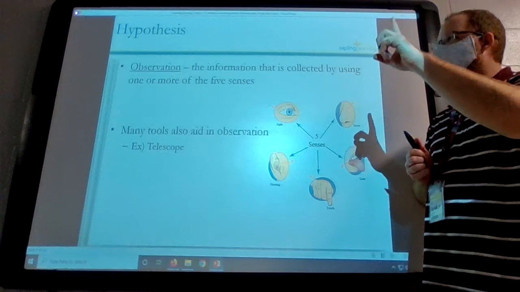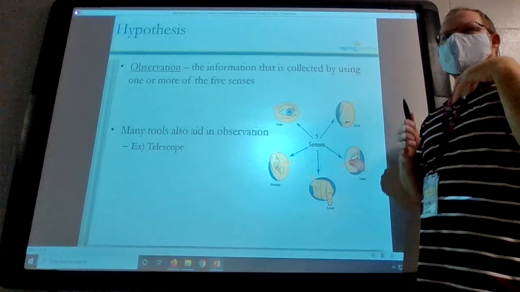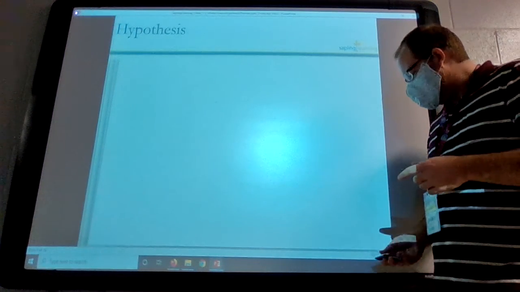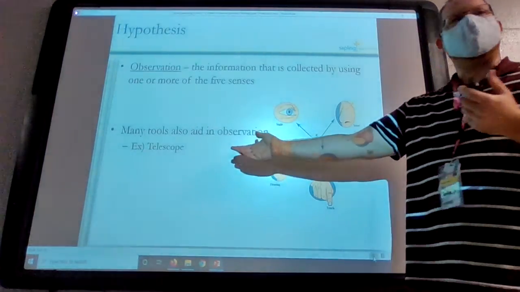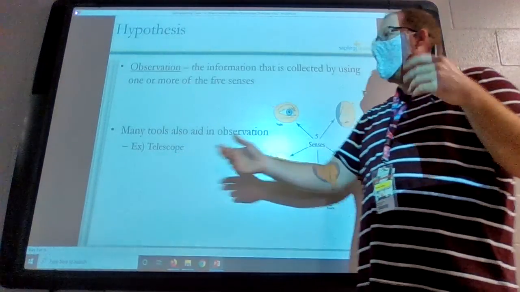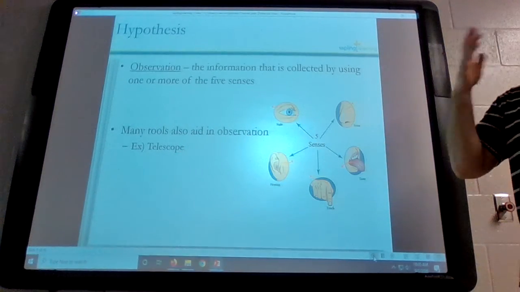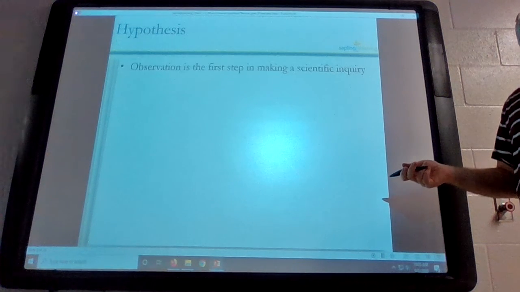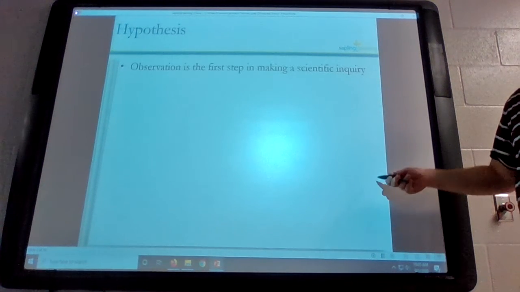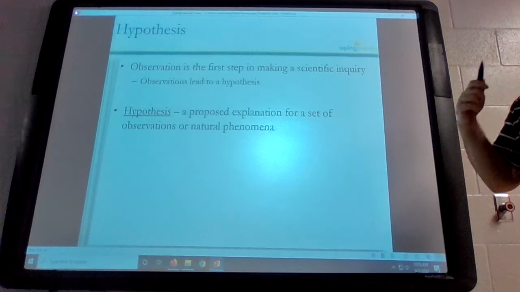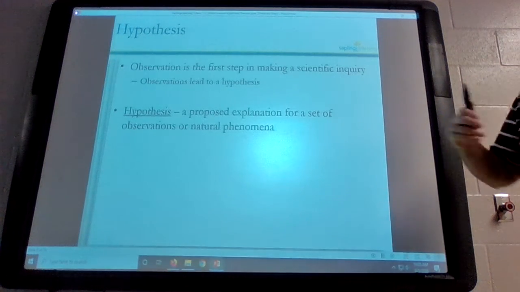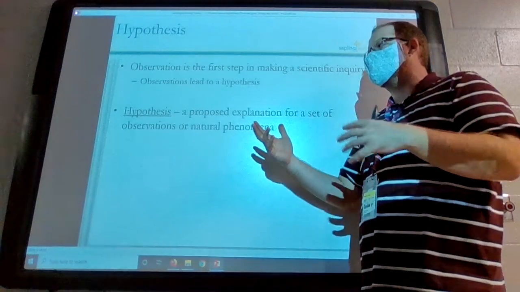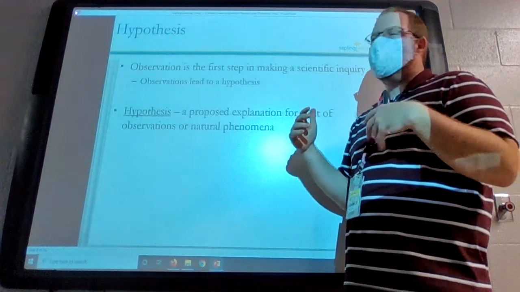So you got to make an observation. You got to see something. You have to form a question out of that. There's other things that can help us. As they say, if you have a telescope or a microscope, that can help your sense of sight see things that you wouldn't normally be able to see. So observation is the first step in any scientific inquiry. You have to see something before you even get to the hypothesis phase. Then once you ask a question, once you're trying to figure something out, you can develop your hypothesis.